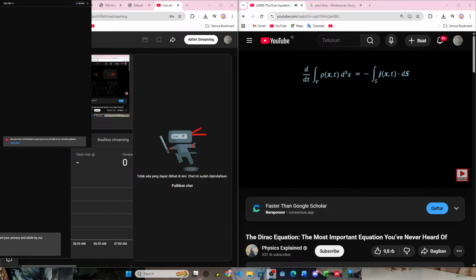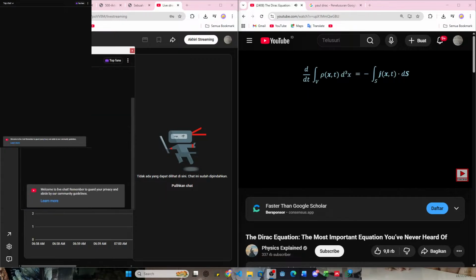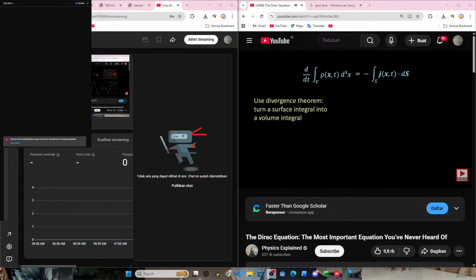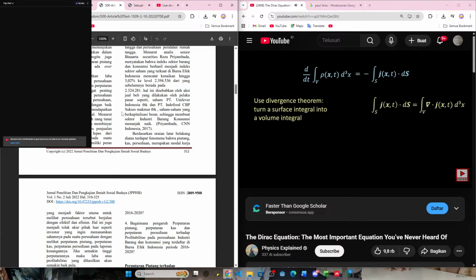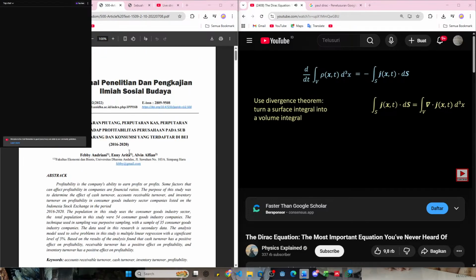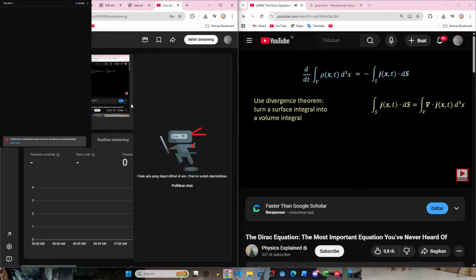We can then use one of the great theorems of vector calculus, the divergence theorem, to turn the surface integral appearing on the right-hand side into a volume integral. In other words, we can say that the surface integral over S of j dot dS equals the volume integral over V of del dot j. Here, del dot j, the divergence of j, tells us how much probability is flowing outward or inward at each point inside the region.